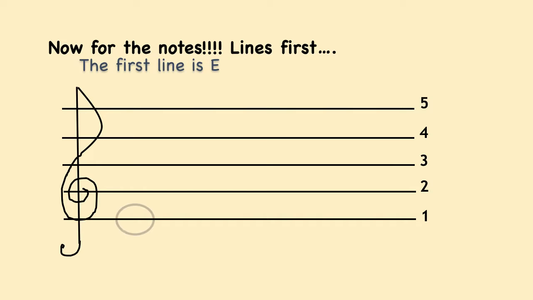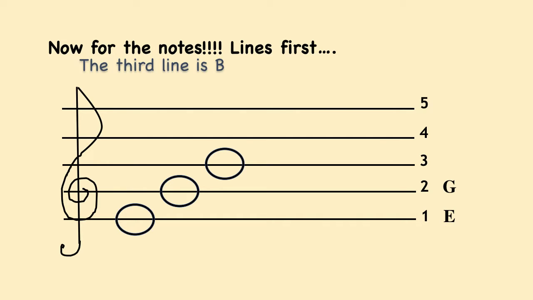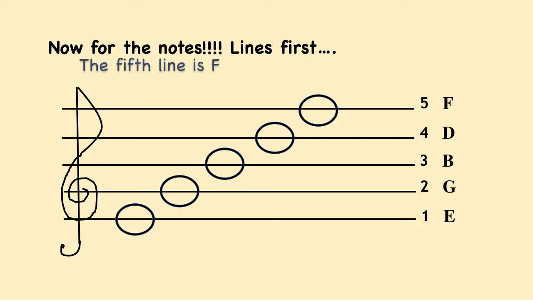The first line is E. The second line is G. The third line is B. The fourth line is D. And the top 5th line is F.